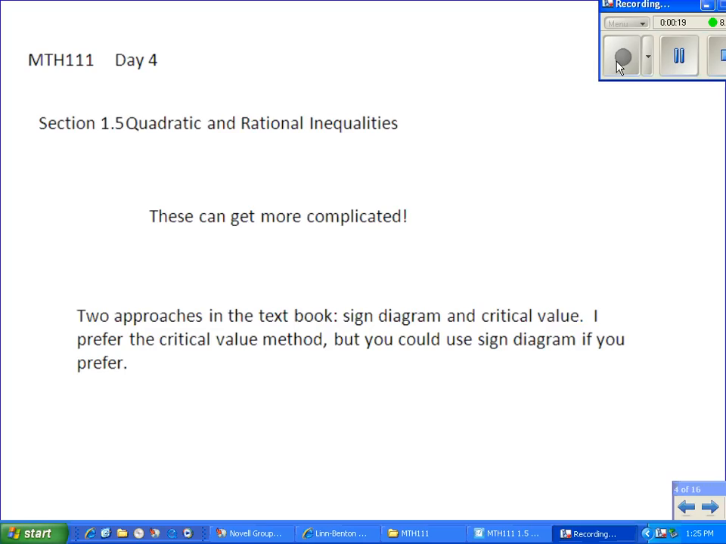There's two approaches discussed in the textbook. One's called the sign diagram, the other the critical value. I find the critical value more useful in different situations, and to me it's a little bit more straightforward. You can use a sign diagram if you think that works better for you.